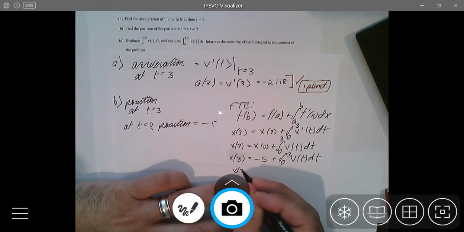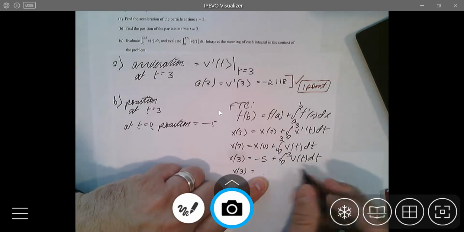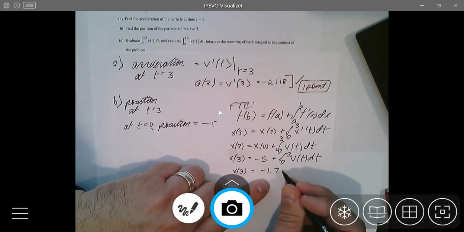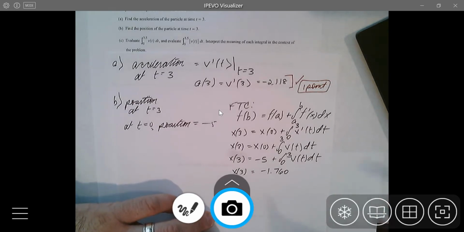The position of the particle at time 3 is -5 plus our definite integral, which we determined to be -1.760. That's the position. That's all we needed.